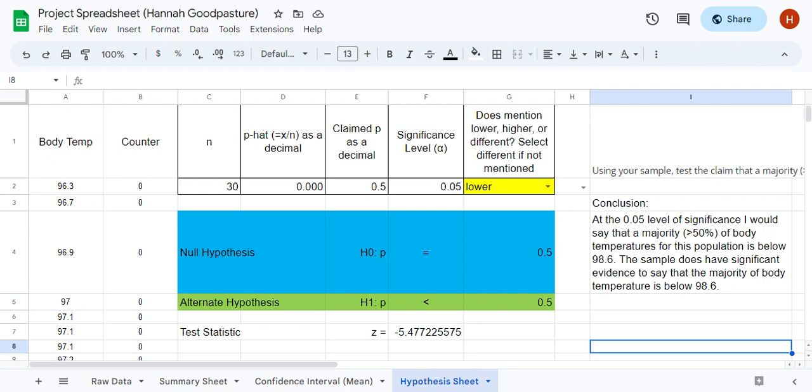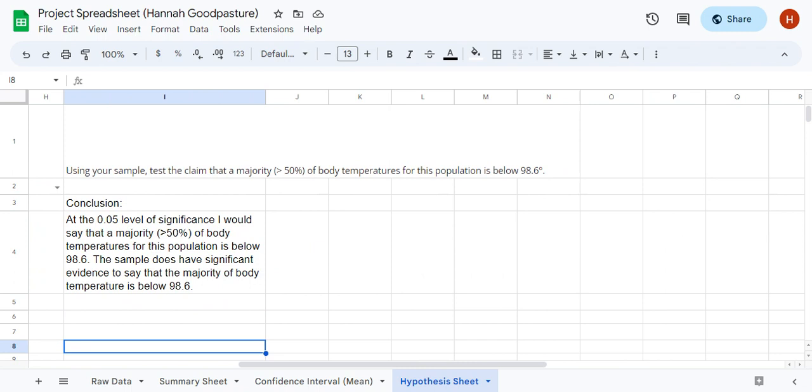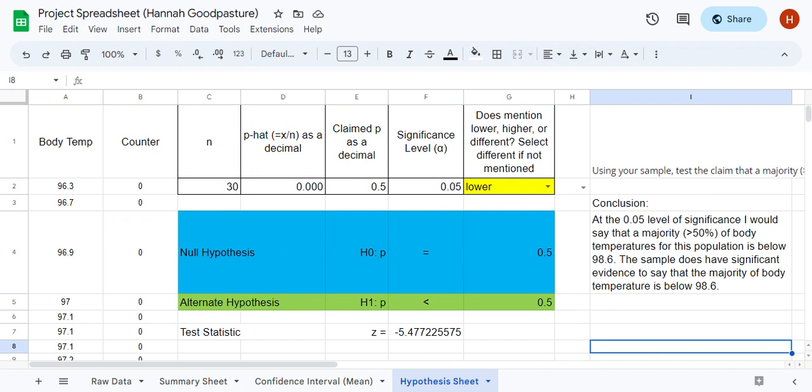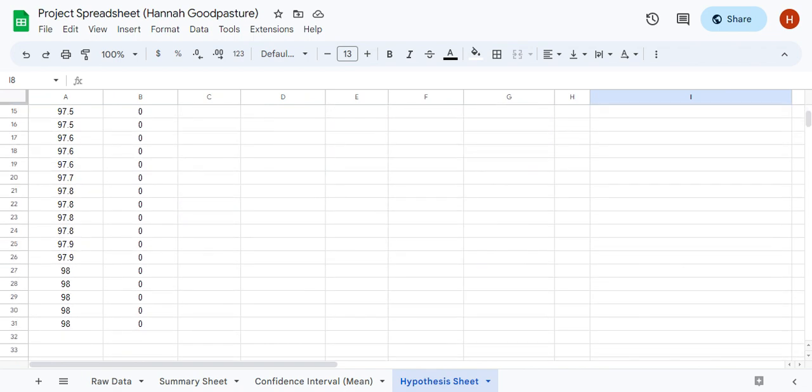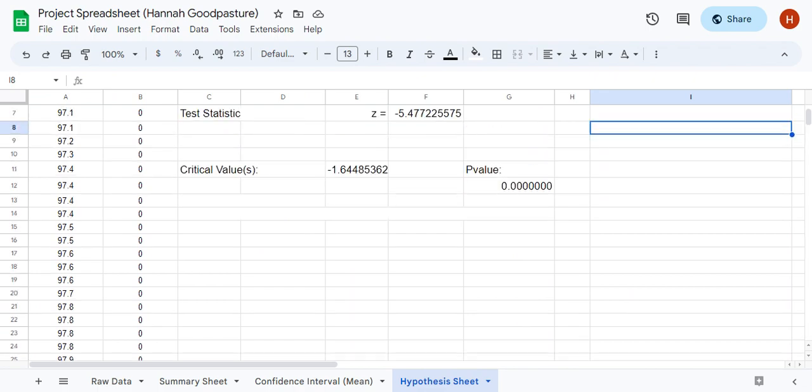Moving on to the hypothesis sheet. So we have the question that I'm answering, which is, using your sample, test the claim that a majority, 50% or above, of the body temperatures for this population is below 98.6. If we scroll down, I scroll back to my data in column A, and we look in column B, which is my counter, which is basically like a counter argument. All of this is below 98.6, so there is absolutely no way for me to have any counters.